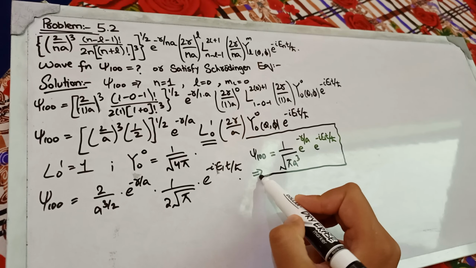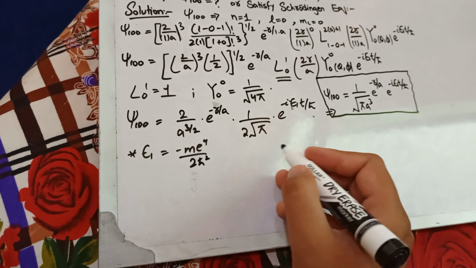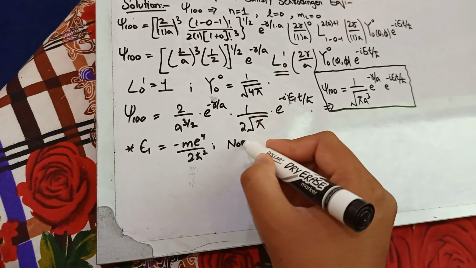Understood? Now you also know that E1 equals minus m e power 4 divided by 2 ħ squared. You have to put this in, and before that, here you know that del squared of a function f with r equals, this is the formula, 1 by r squared d by dr of r squared df divided by dr.